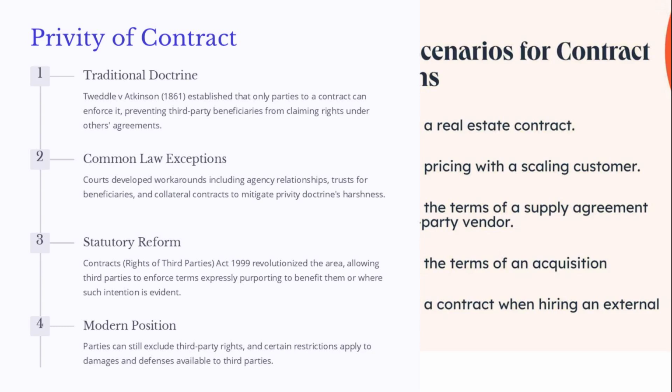Privity of contract refers to the relationship between parties in a contract, traditionally limiting enforcement to those directly involved. However, exceptions and reforms have evolved, allowing third parties certain rights under specific circumstances. Understanding privity is essential for determining who can enforce contract terms.